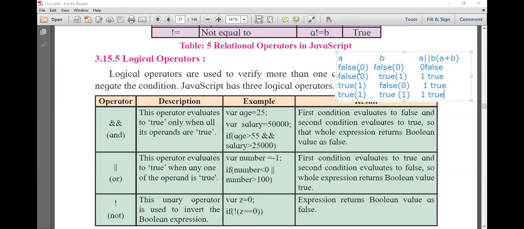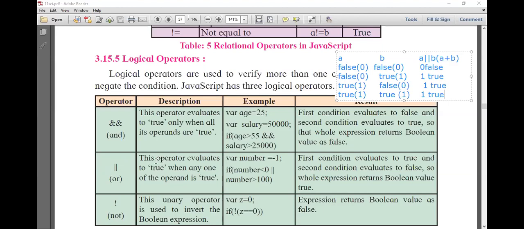So if you do addition of the two expressions, then you will get the result over here. If A is 0, B is 0, A or B will be 0. If A is 0, B is 1, A or B is 1. If A is 1, B is 0, A or B is 1. And if A is 1, B is 1, A or B is 1. Okay, so this is about the OR operator.